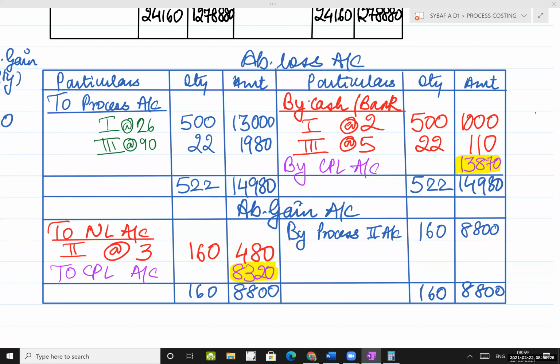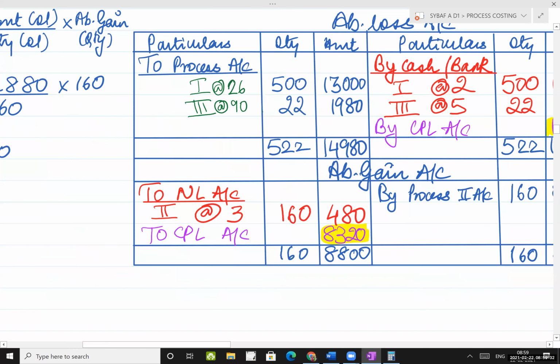So these are all assumption entries only for the purpose of book records. For every debit there is an equivalent credit, right?